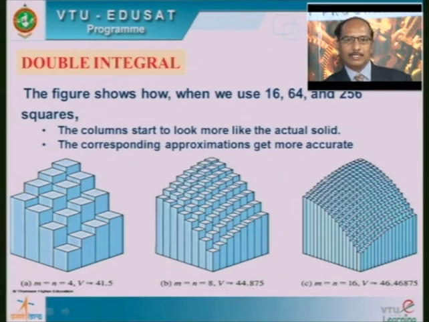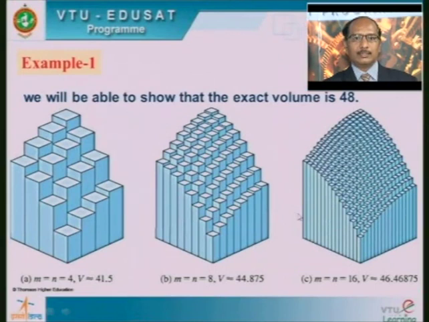And similarly, if I divide m and n as 16 into 16, that gives 256 subcolumns, subsquares, and their volume is 46.46. You can see here, it will be shown the exact volume is 48. That means we have started from 41.5 to 44.8, and with m and n equal to 16, 46.46. If you increase m and n more and more, the exact volume is 48. Okay. Thank you for this section.